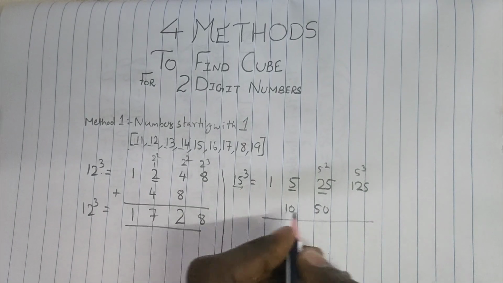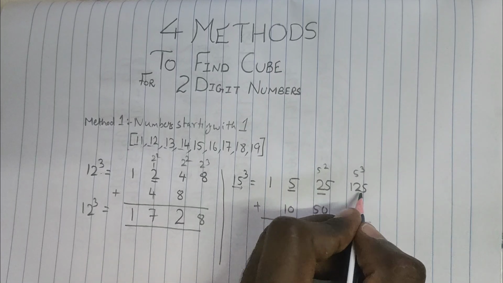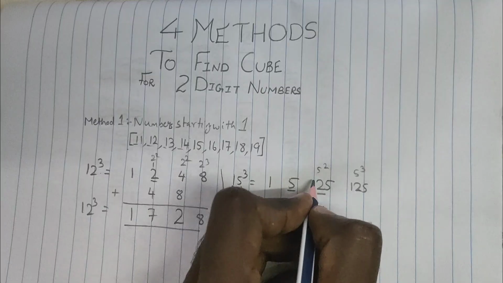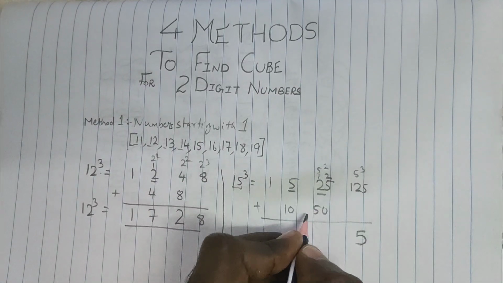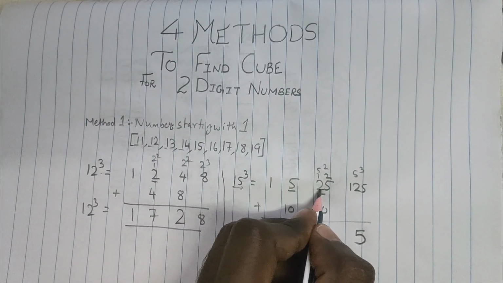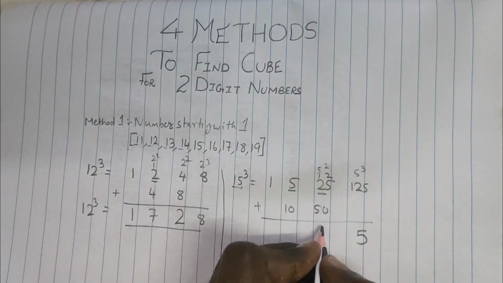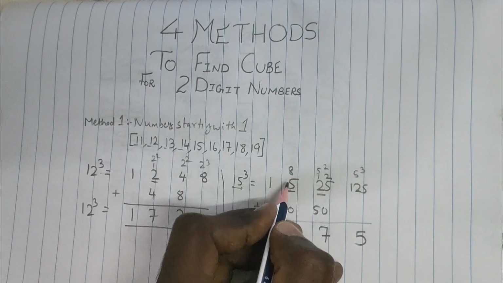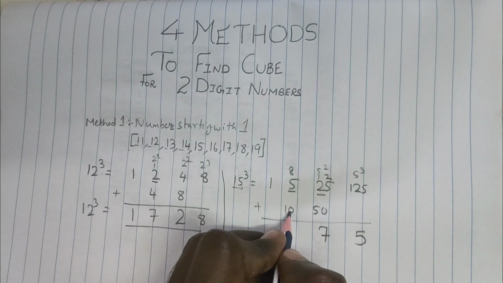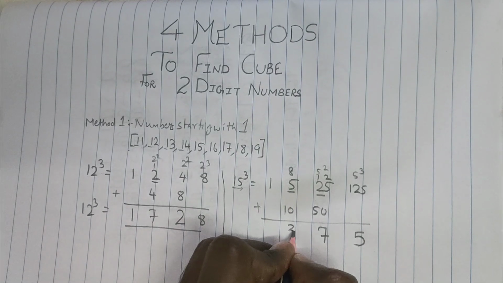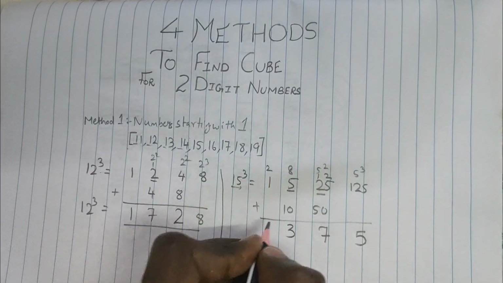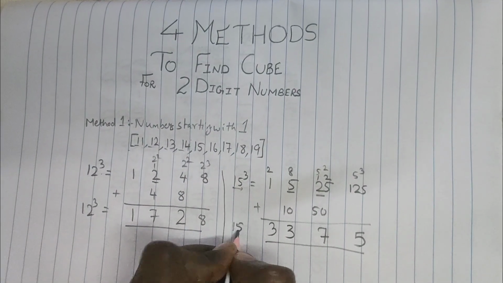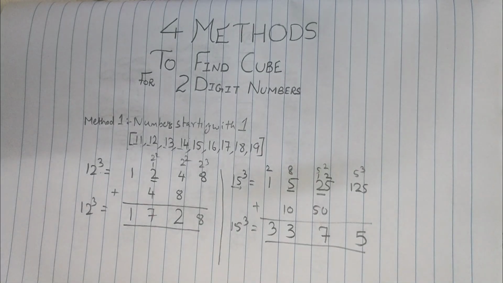Now we need to add these two rows, starting with 125. Here nothing is there, so we just write 5 here. Then 50 plus 25 is 75, and 75 plus 12 is 87. So 7 will be here and 8 will be carried over. 8 plus 5 is 13, 13 plus 10 is 23. So 3 will be here and 2 will be carried over. 1 plus 2 is 3. So 3375. This is 15 cube. 15 cube equals 3375.